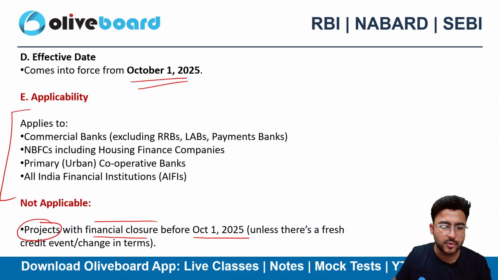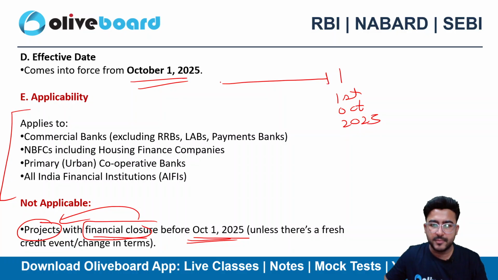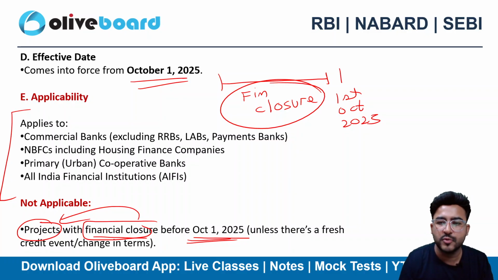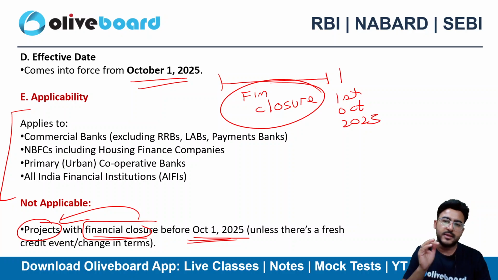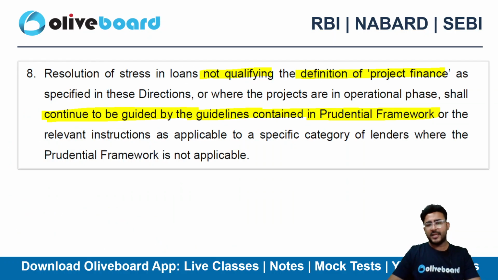if the financial closure of your project is before 1st October 2025, let's suppose this is 1st October 2025, and you are able to do the financial closure just before the date of 1st October 2025, then this particular direction won't apply to your entity, right? So now what is financial closure? We'll be having a discussion regarding that as well.